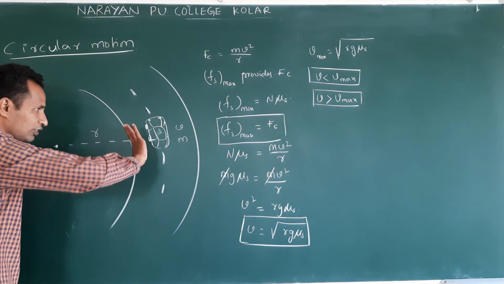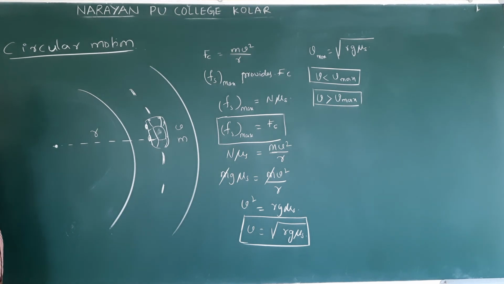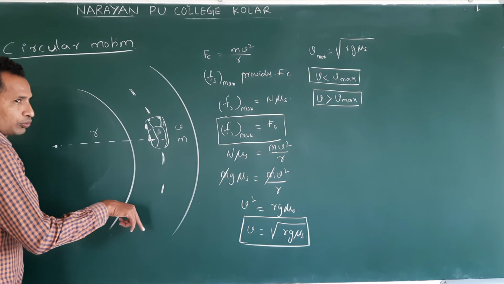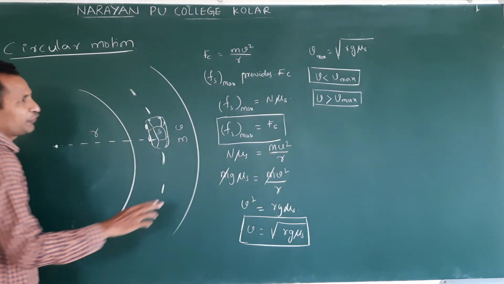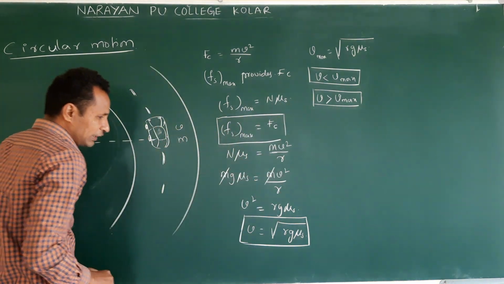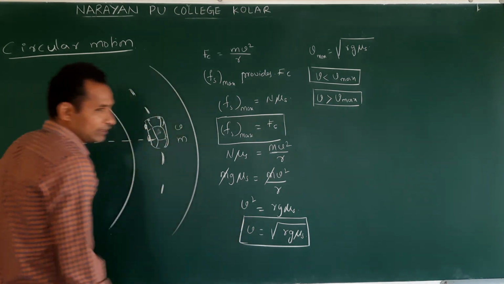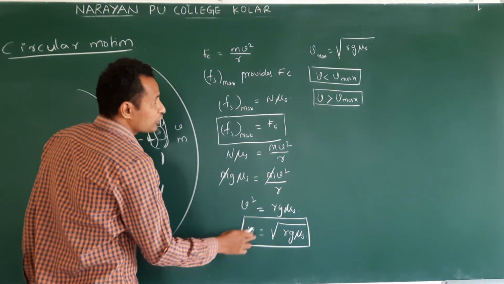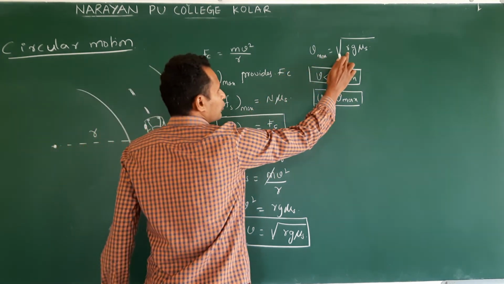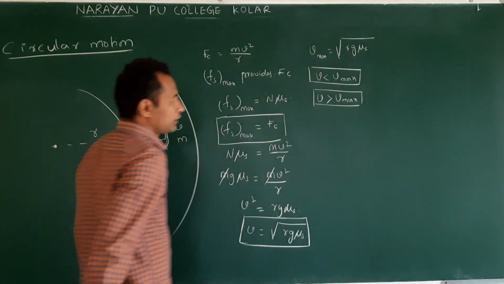Clear? It will turn like this. Understand? Why do vehicles overturn on curved roads? Because of more speed. For every curved road, there is a velocity limit on that road. That limit is the maximum limit: V max is equal to under root of R g mu s.